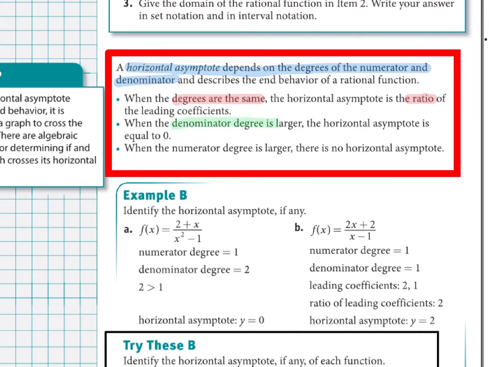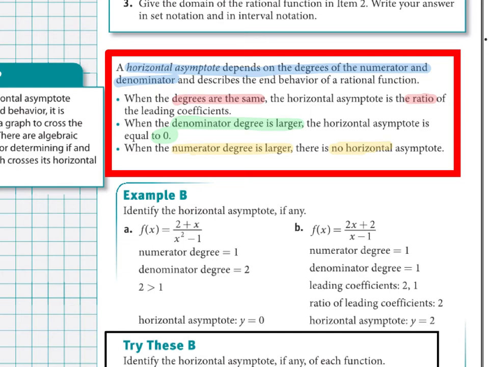If the denominator is larger, and I always remember this one, like if you have a fraction and the denominator is just bigger and bigger, the whole fraction is really just going towards 0. The denominator is getting bigger, so you're dividing by a bigger thing, it's going to 0. And the third and final case, if the numerator is bigger, there's none.